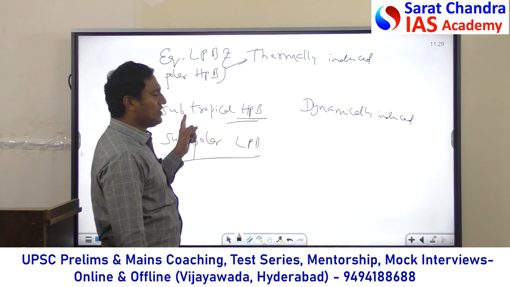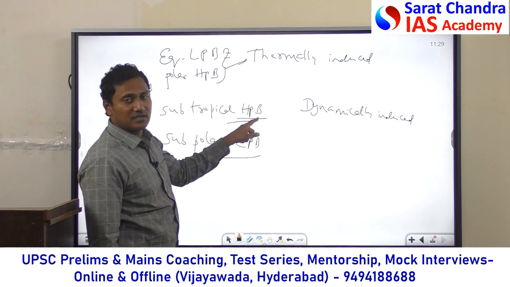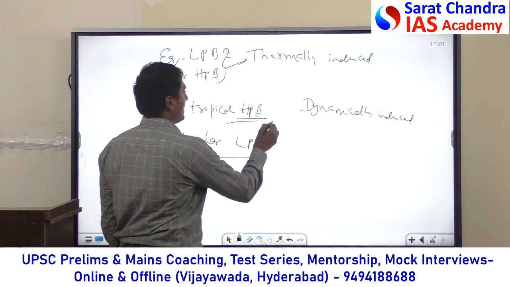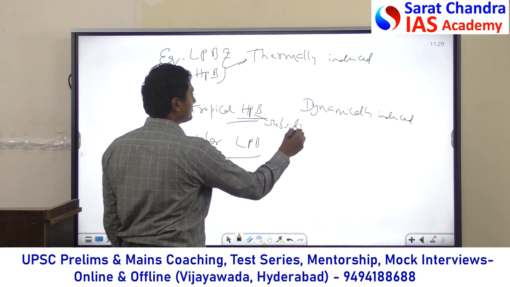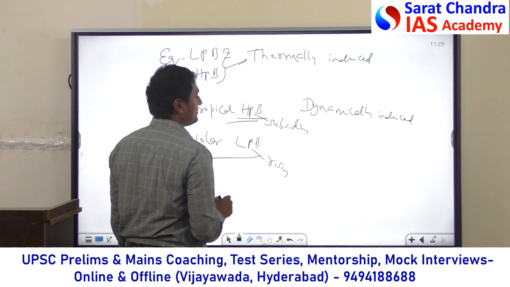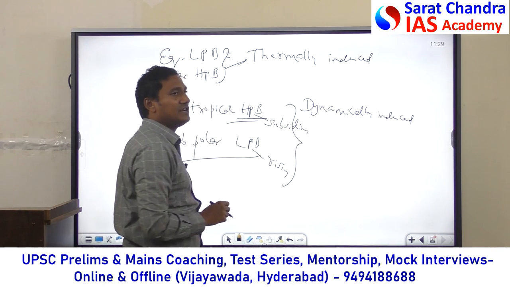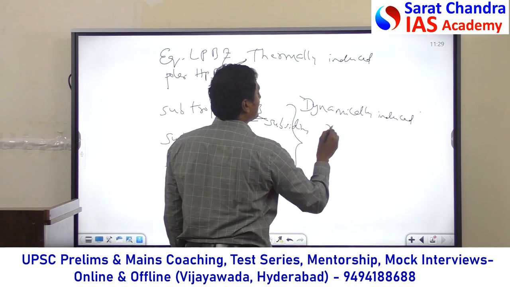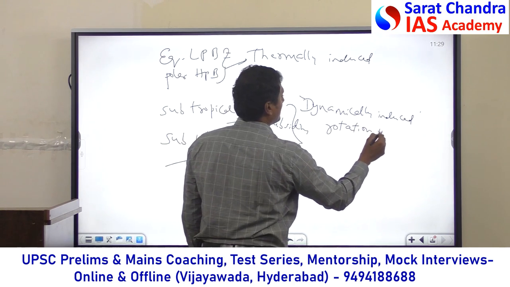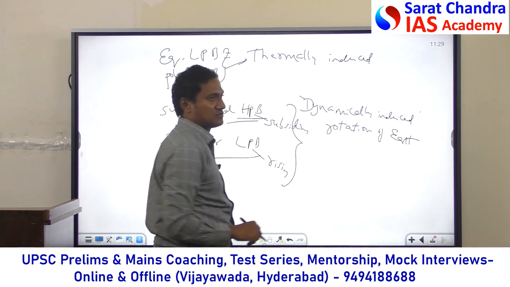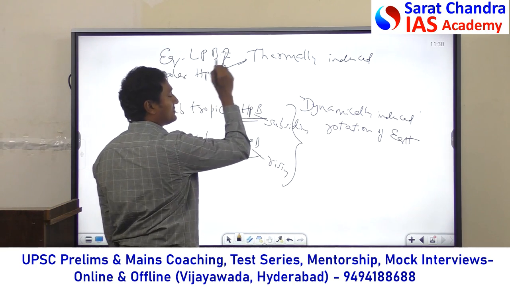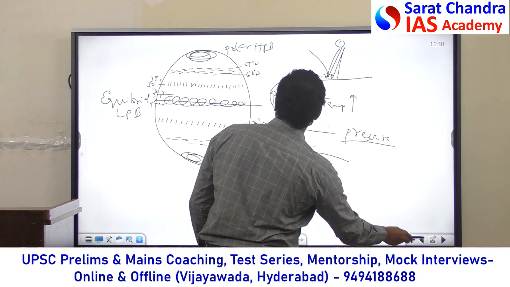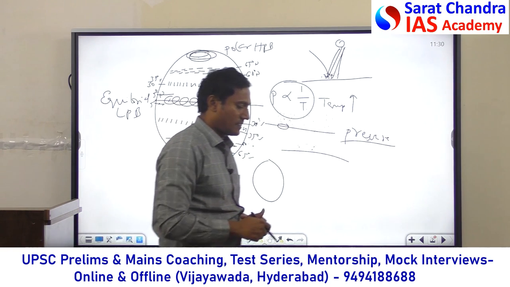Whereas from 30 to 35, we have the subtropical high pressure belt because of subsiding winds. Here we have subsiding winds, and here we have rising winds. And these two are dynamically induced pressure belts. Dynamically induced because of which reason? Rotation of the earth. And these two are because of high temperature and low temperature, thermally induced pressure belts. Thus, we have seven pressure belts on the surface of the earth.